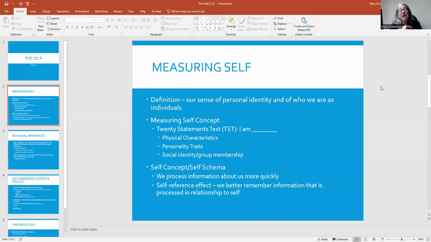If you go back to the very first week that we were together and we read that article about SQ4R, the self-referencing effect, that's why in these article summaries, I'm having you go, how does this relate to your life? Because if you can make the information relate to you, you'll better remember it. So again, our self-schemas end up becoming really important to us. It affects how we process information. It affects how we remember information.